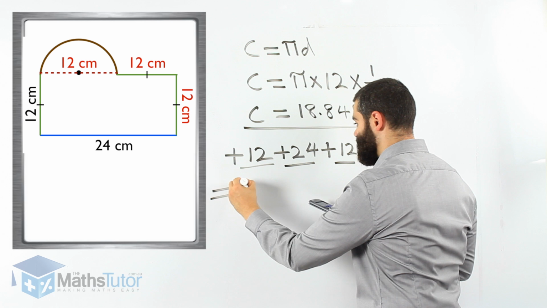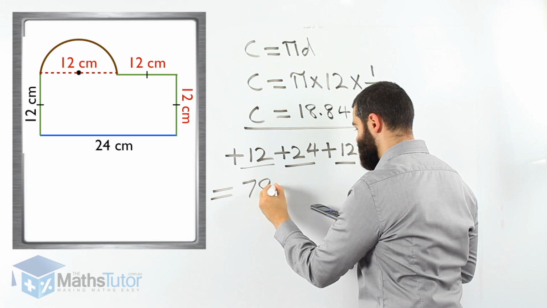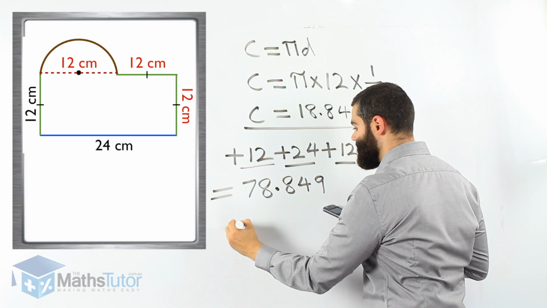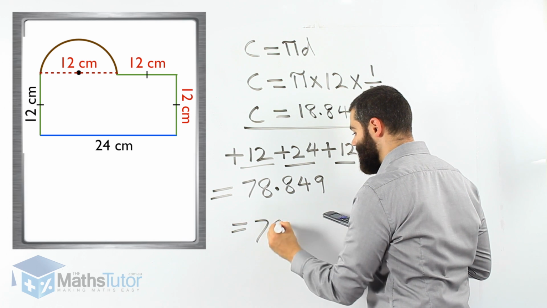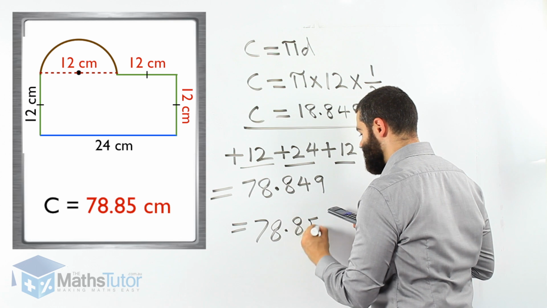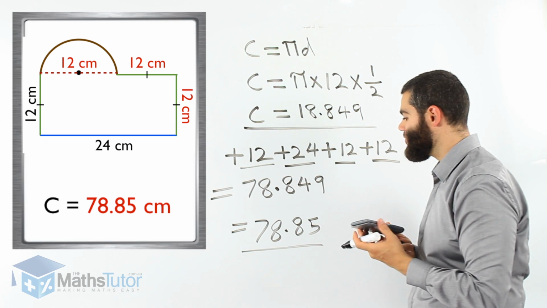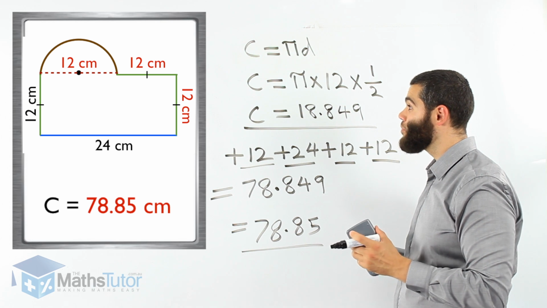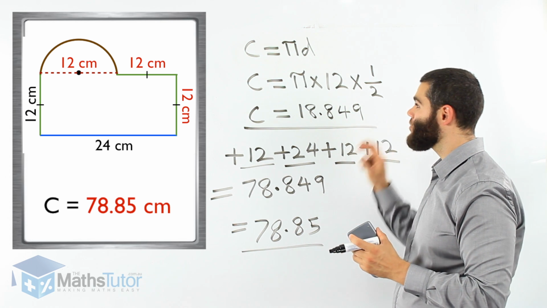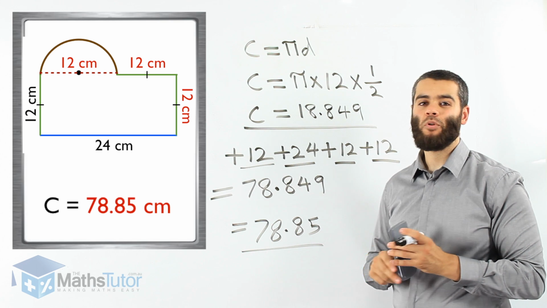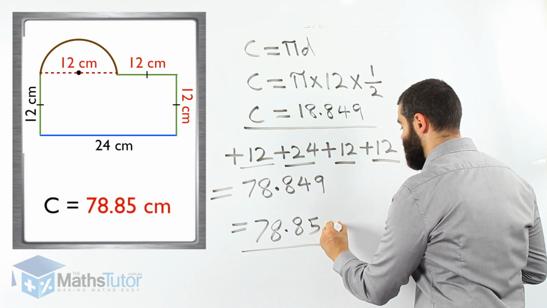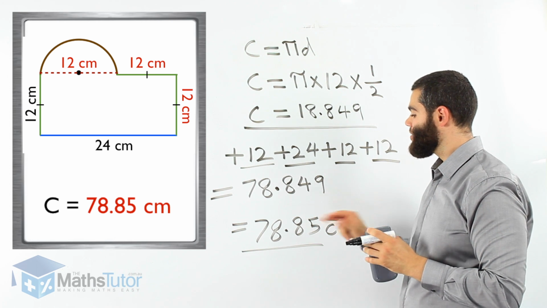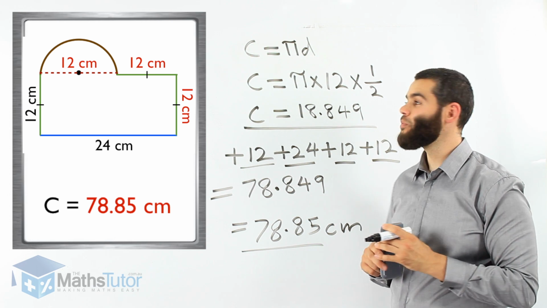And our answer is 78.849. Two decimal places, 78.85. So the total circumference, the total perimeter around this shape, it looks big. It's very simple though. Once we follow the steps, it is 78.85, of course, in centimeters. That is our answer. 78.85 is the total perimeter.